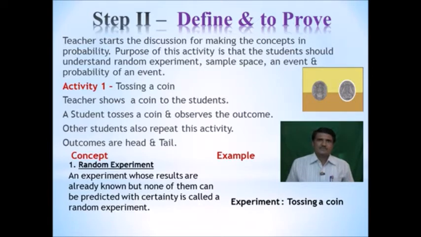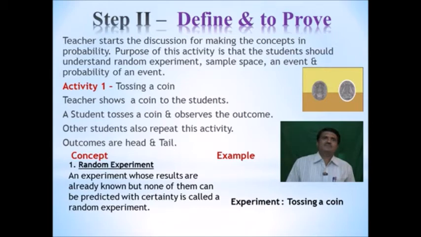In this step, the teacher starts the discussion for making the concepts in probability. The purpose of this activity is that the students should understand the concepts of random experiment, sample space, an event and probability of an event. Activity number 1, tossing a coin. The teacher shows a coin to the students and a student tosses the coin and observes the outcome until we get head and tail. Now the teacher, by using this activity, explains some concepts.